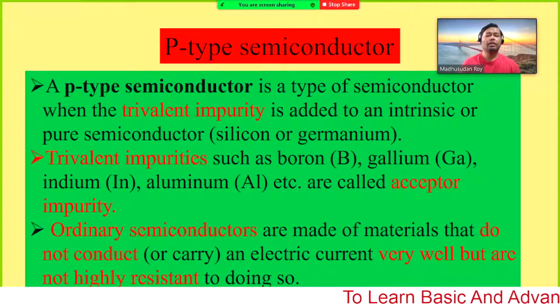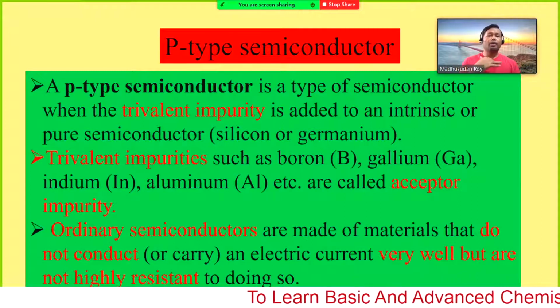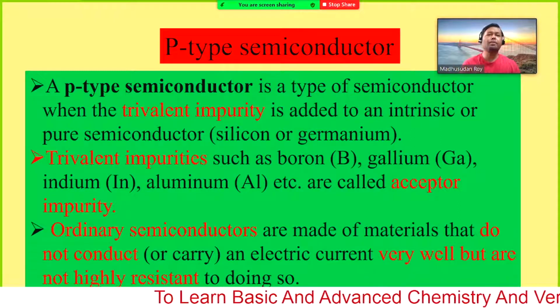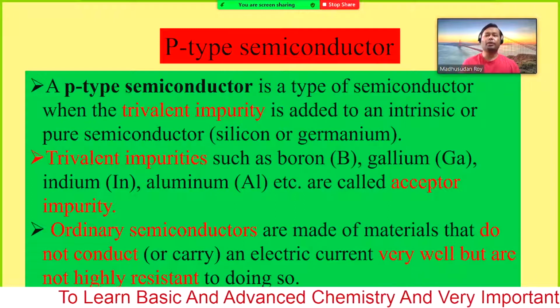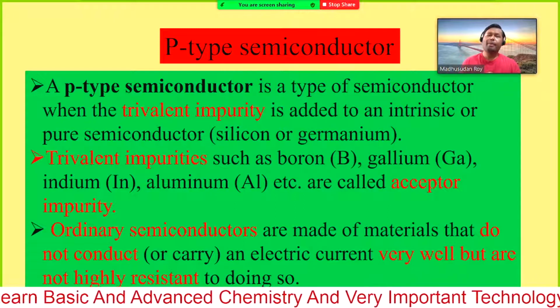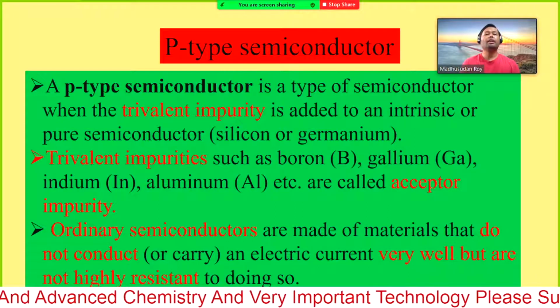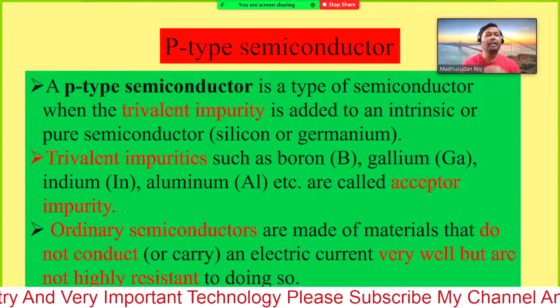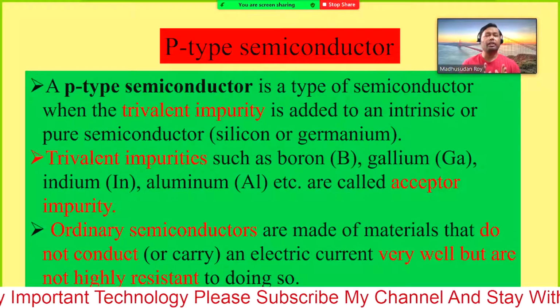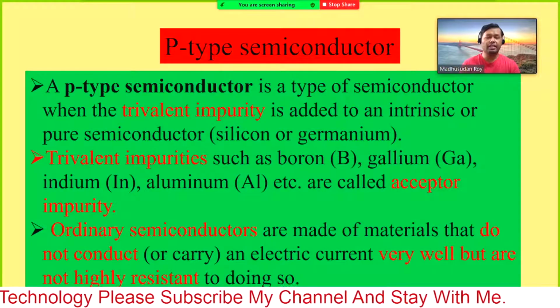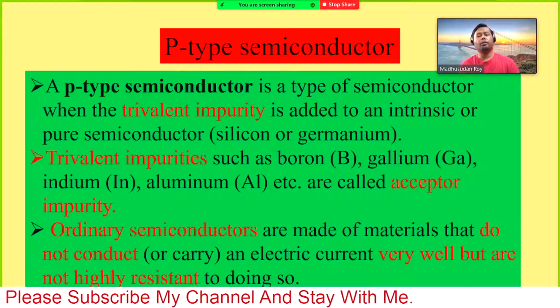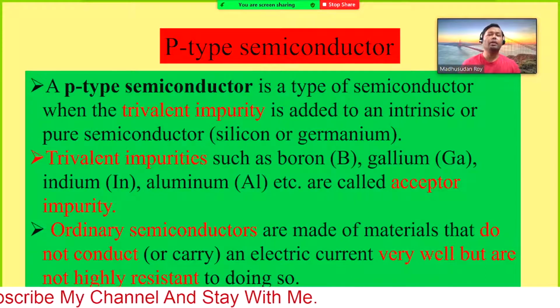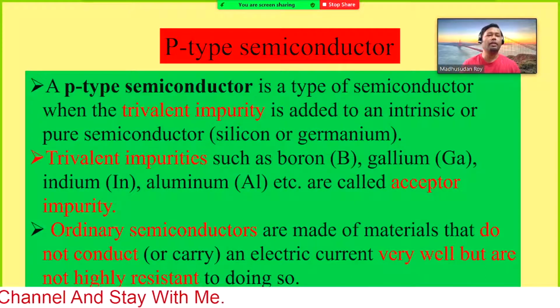That means if you change the condition to some extent, then it can flow electron. So that means it is not highly resistant. If something is highly resistant, that means if you make any change, most of the time it does not have any property changing.